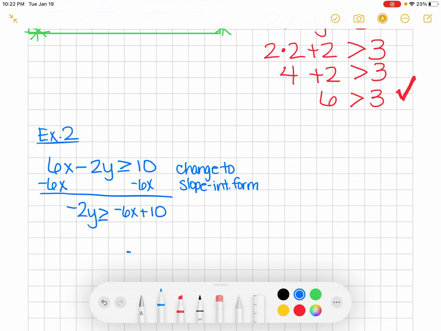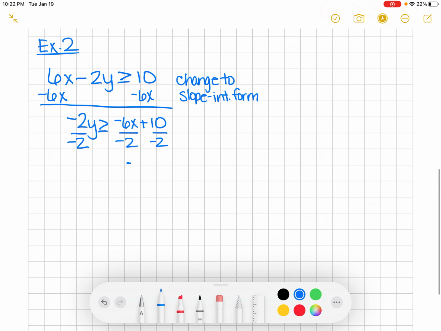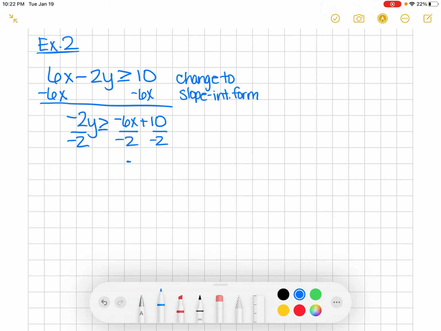Now I need my y by itself, so I'm going to divide by negative 2. And when I do that, I want to divide both of these by 2, right? You have to divide everything by 2. When you divide by a negative, remember, you have to flip your sign. Okay, so we talked about that in the past. If you divide or multiply by a negative, then you have to flip your sign.